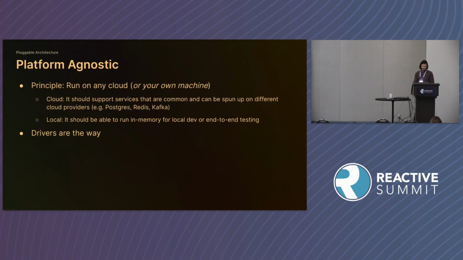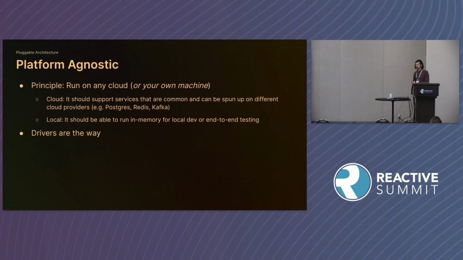So shifting from the end user experience for building, we'll now talk about the back-end system architecture. On the system side, the first principle should be that it can run on any cloud or on your machine. These are different ideas, but we think that both need to be approached in a similar way. The system should be built around the idea of drivers that can support a few different things.